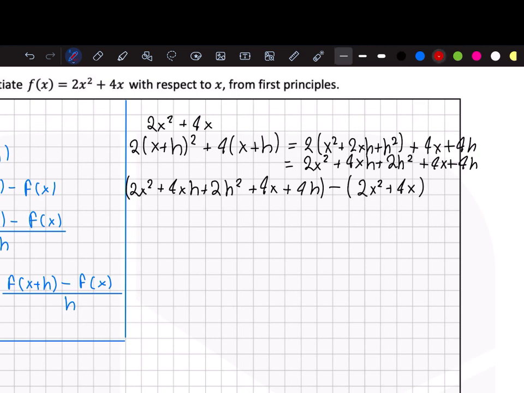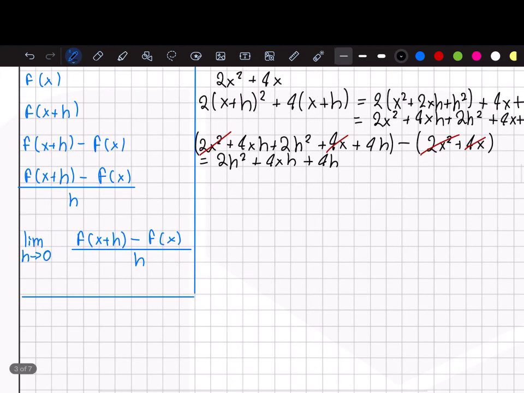So we can see a 2x on the left and the right hand side, so we can cross those two out, and there's also a 4x on the left and right hand side, so we can cross that out. So then this line is just going to be equal to, if I rearrange it, 2h squared plus 4xh plus 4h. And then everything else is gone. Next step, we need to divide this by h.